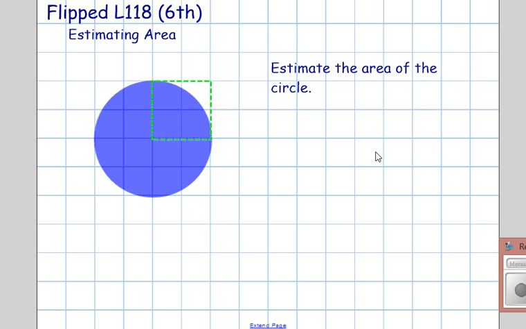Today, we're taking a path that only a few take. It can be a difficult path, so be careful. Today, we're looking at estimating area.